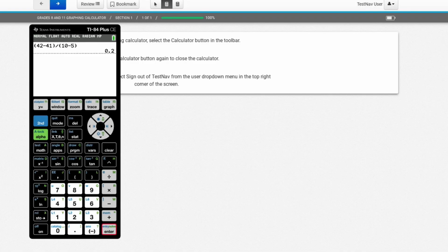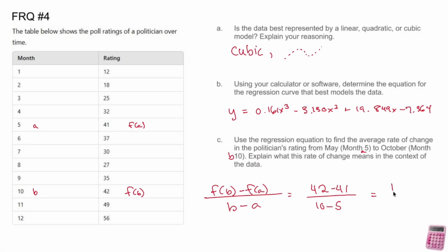Finish the problem. All right, so we ended up with 0.2, which is also the same as 1/5. So explain what this rate of change means in the context of the data. That means that you only averaged 1/5 of a point in your rating in these 5 months. So this was only a 1/5 ratings increase over that interval. Not much, but that's what it means.